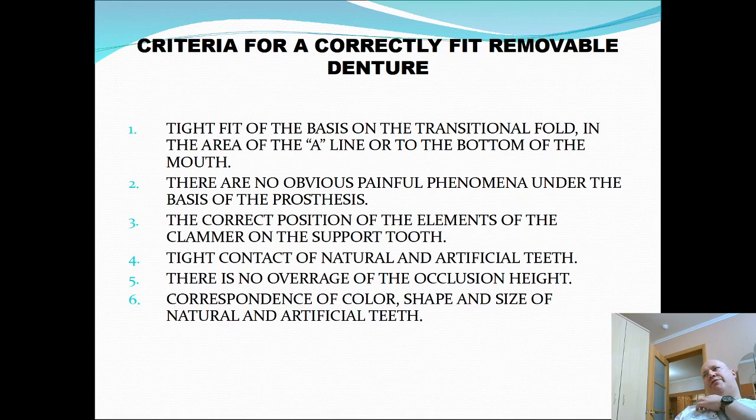Criteria for a correctly fit removable denture. Tight fit on the basis of the transitional fold, in the area of the A-line or to the bottom of the mouth. There are no obvious painful phenomena under the basis of the prosthesis. The correct position of the elements of the clasp on the support tooth. Tight contacts of natural and artificial teeth. There is no overage of the occlusion height. Correspondence of color, shape, and size of natural and artificial teeth.